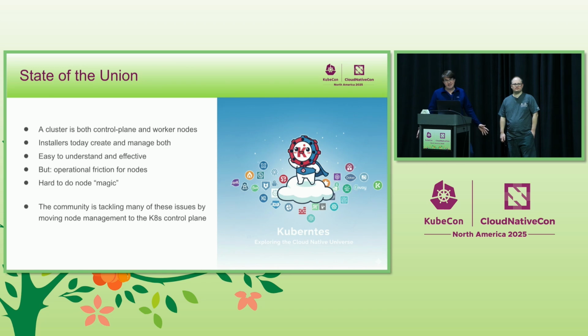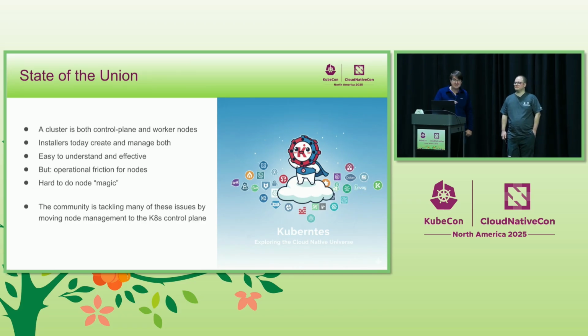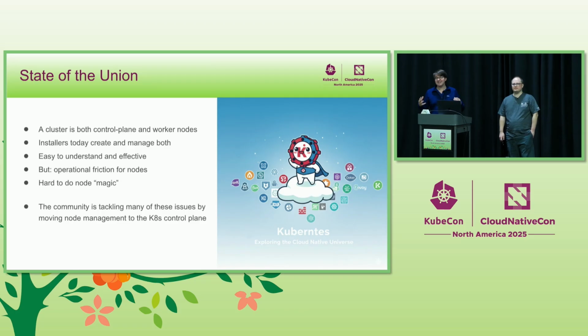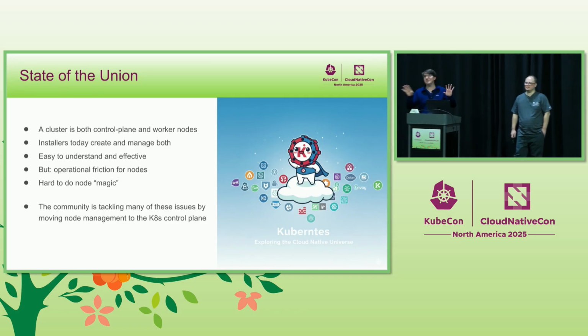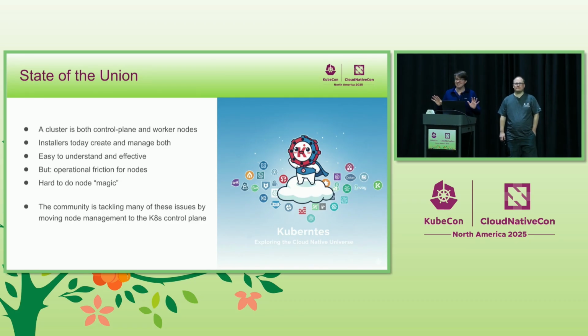So historically, or even to this day, a Kubernetes cluster typically comprises both a control plane and worker nodes. And reflecting that, the installation tools, the installers that we have today, will create and manage both that control plane and the nodes together. It's easy to understand, it's effective, it looks great in docs. You just have that one line, kOps create cluster or gcloud container or whatever it is, that one line that gives you a working Kubernetes cluster, and it's a magical experience.